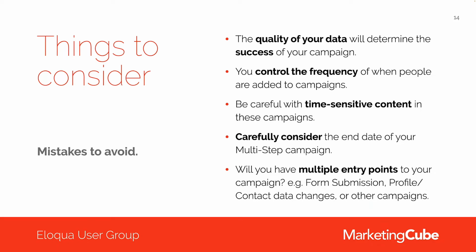So again, just that warning around time-sensitive content in these campaigns. If you're looking to create an always-on campaign, which means it's going to be running 24/7, 365 days a year, then we need to be sensitive in relation to the content that we're putting in, making sure that it's as relevant today as it will be 12 months from today when the campaign is still running. So the end date is a consideration.